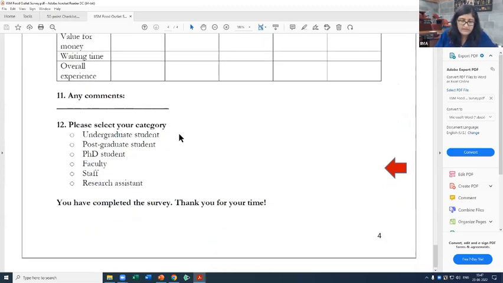The last one is please select your category. Human beings are not categories. So don't call me a category. If you want information, then ask me the exact question. That what is your role at this institute or who are you? Something that makes sense and doesn't dehumanize me as a category.